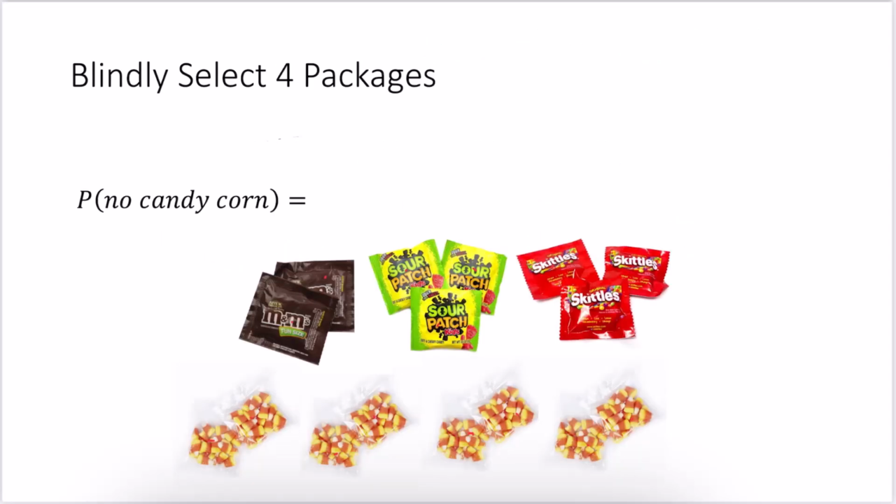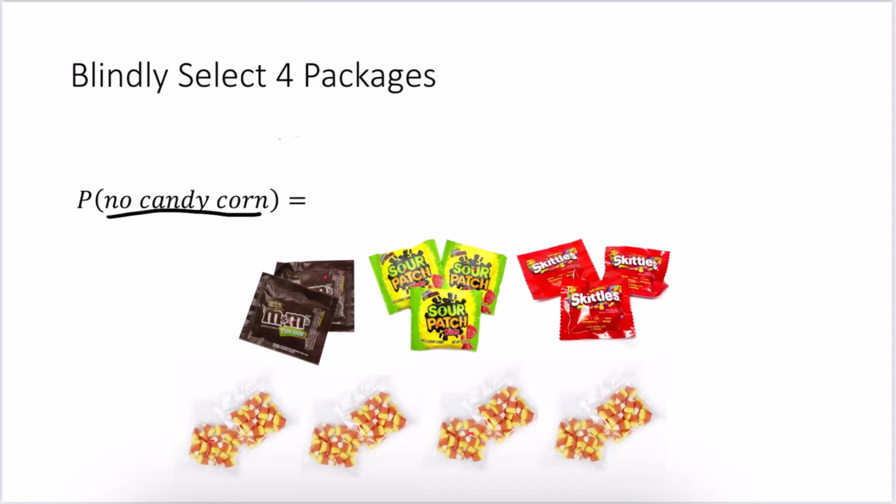So let's do another example of this. Let's say that I had these 16 packages of candy, and I'm going to blindly select 4 packages from this. If I want to find the probability of getting no candy corn, because I think candy corn is gross, then the way that I'm going to calculate this is I'm going to say, well, I have to get no candy corn the first time, and the second, and the third, and the fourth time that I select a package. And we're going to assume that we're not replacing these packages, so you're drawing them without replacement.